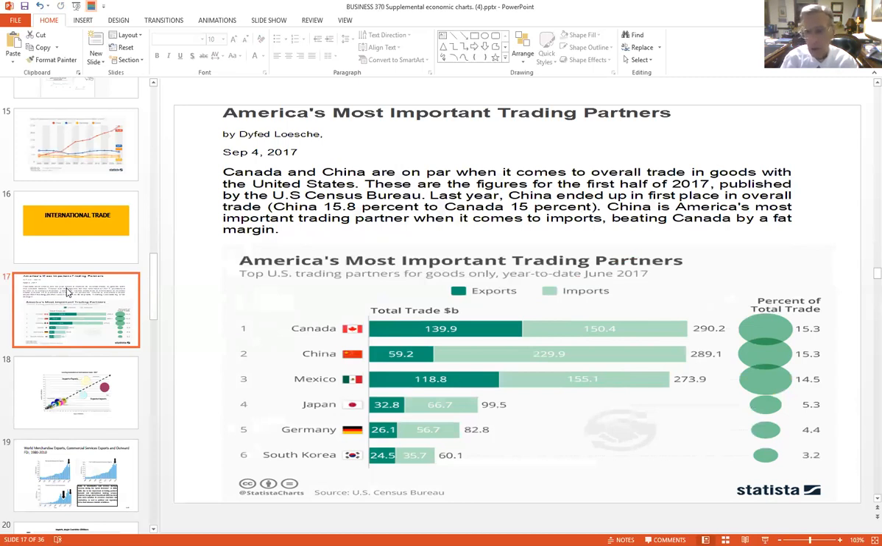Oh my, what a difference, where we imported some $230 billion and exported only 49. So there was a tremendous imbalance there. And we'll see some more indicators of that in a later slide. But this, of course, is the issue that President Trump has tried to bring to our attention, that the balance of trade has not been favorable to American industry.